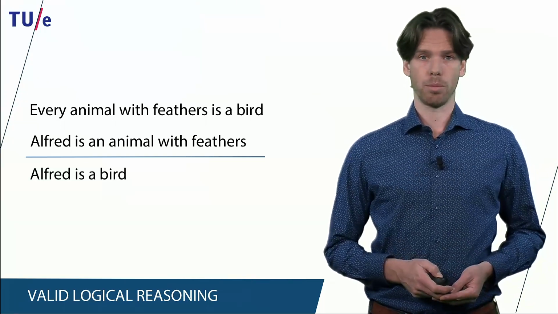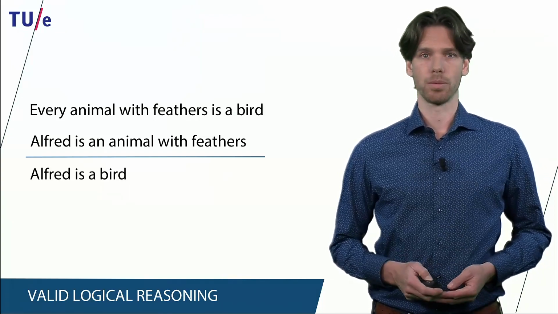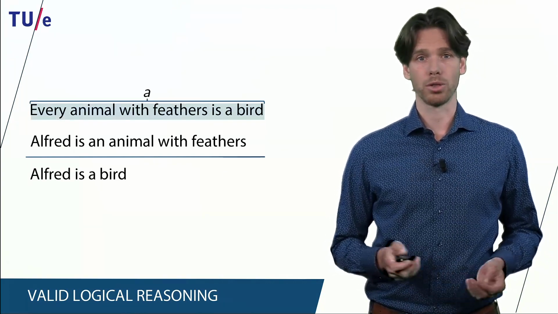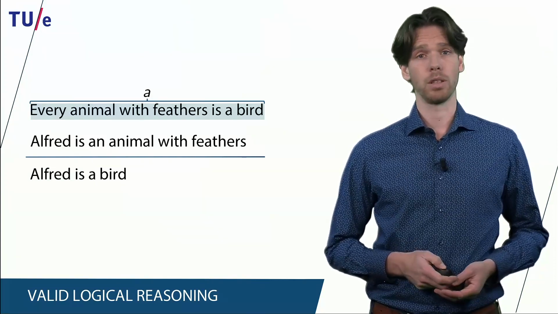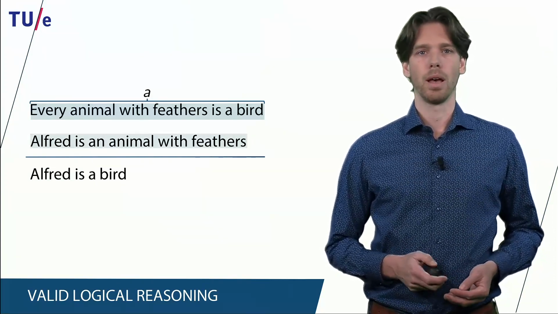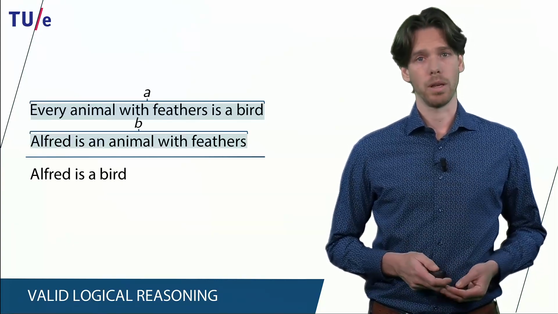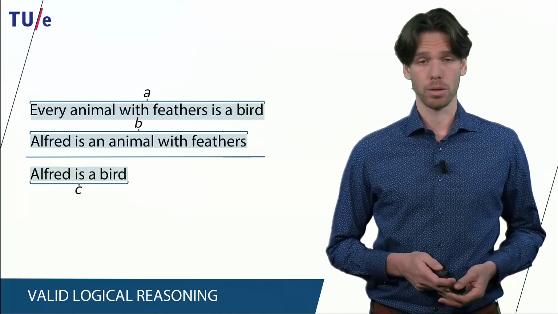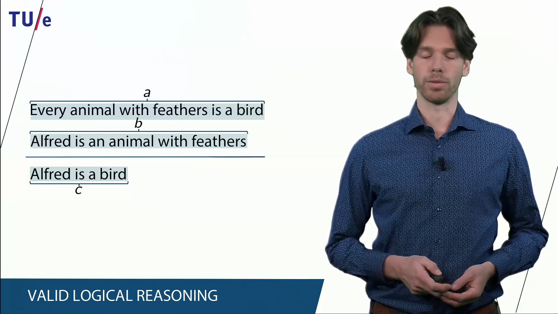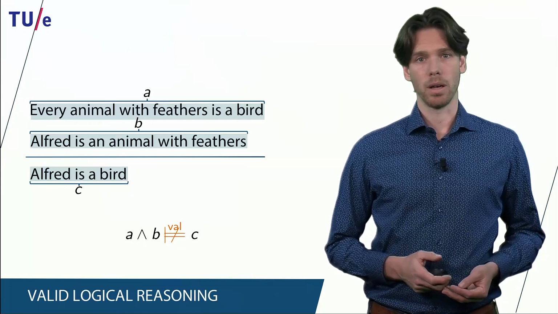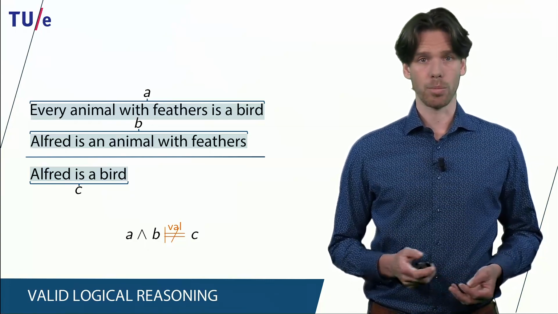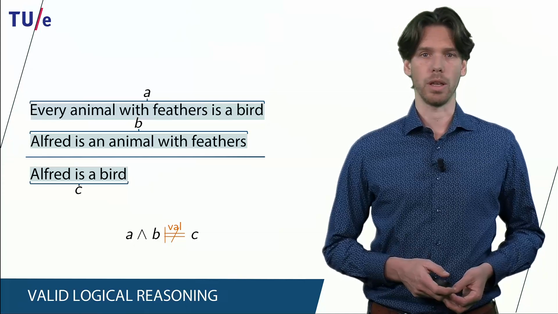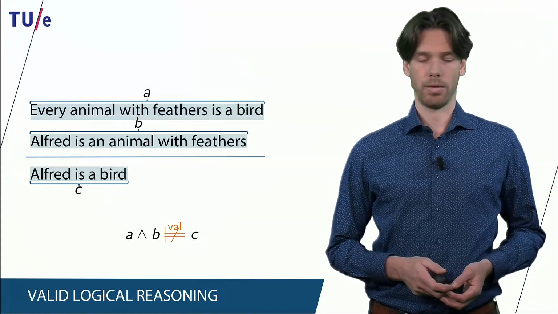But if we try to analyze it using propositional logic, we run into problems. Because the smallest logical constituent in the first premise is the whole sentence. Every animal with feathers is a bird has to be represented by a single proposition variable in propositional logic. And Alfred is an animal with feathers would be another proposition. It doesn't have any smaller logical constituents. And Alfred is a bird would be a third proposition with a third proposition variable introduced for it. And clearly, A and B does not have as a logical consequence a C. So propositional logic would say that this argument is false. From A and B, we cannot conclude C. But still, our feeling is that this is a valid logical argument.